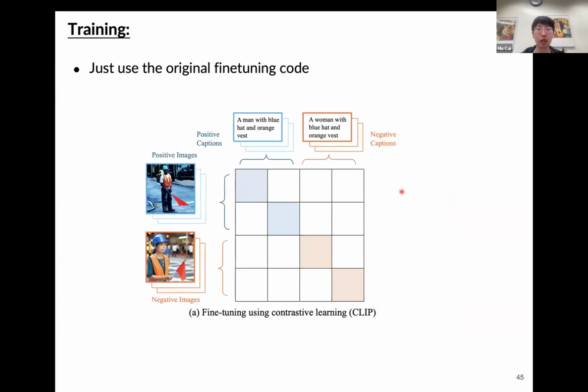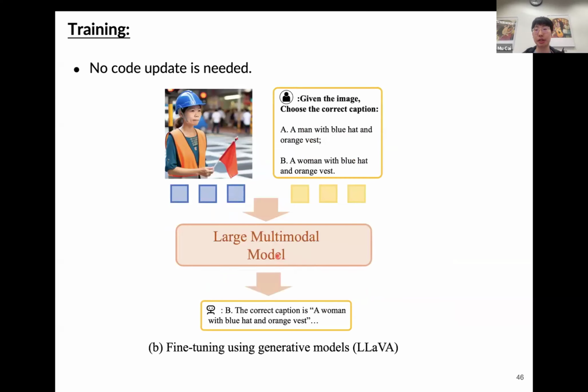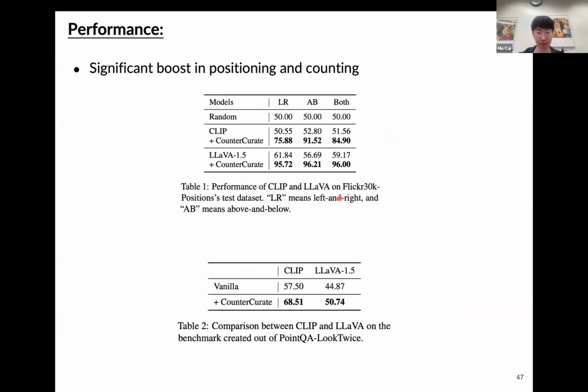Then we can fine tune. We don't update the code. We just use a vanilla fine tune code, but we use both positive and negative images and captions. As you see here, for CLIP, we still use contrastive loss, and for LLaVA, we still use the next token generation loss. We just curate the data, and let's see the power of data.